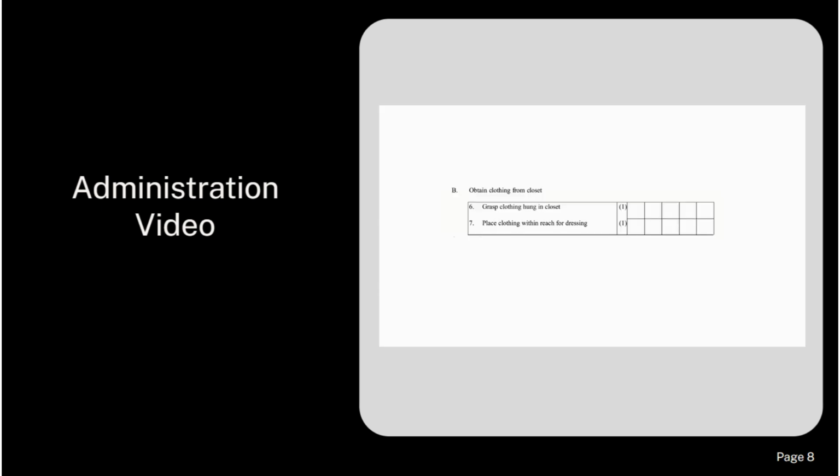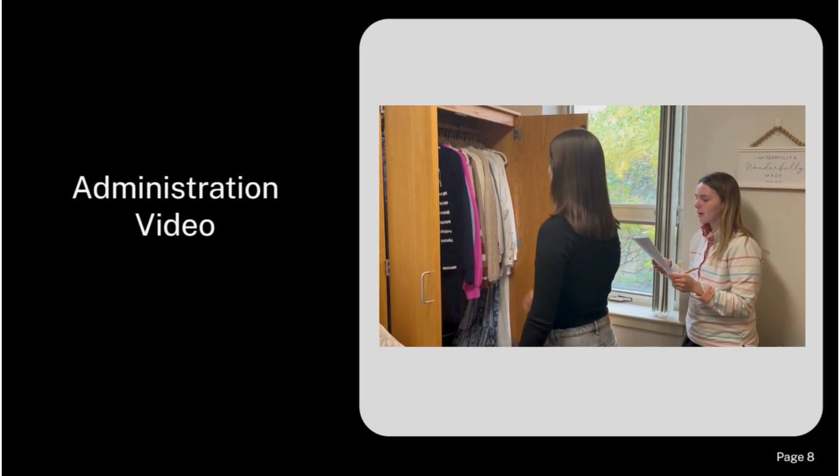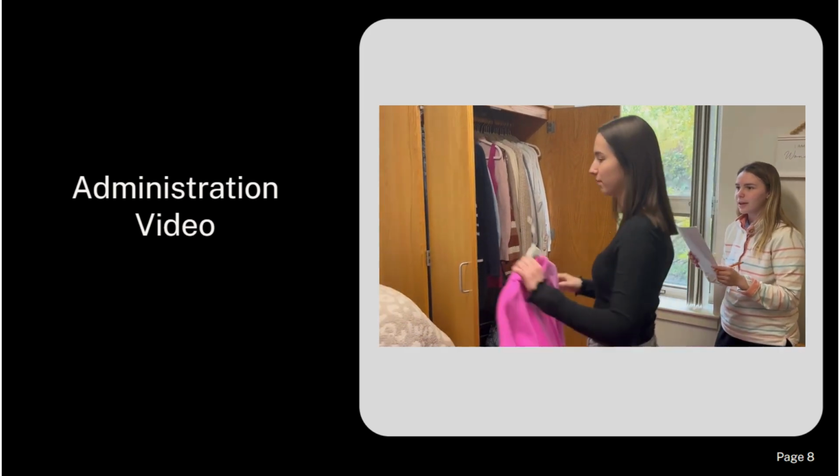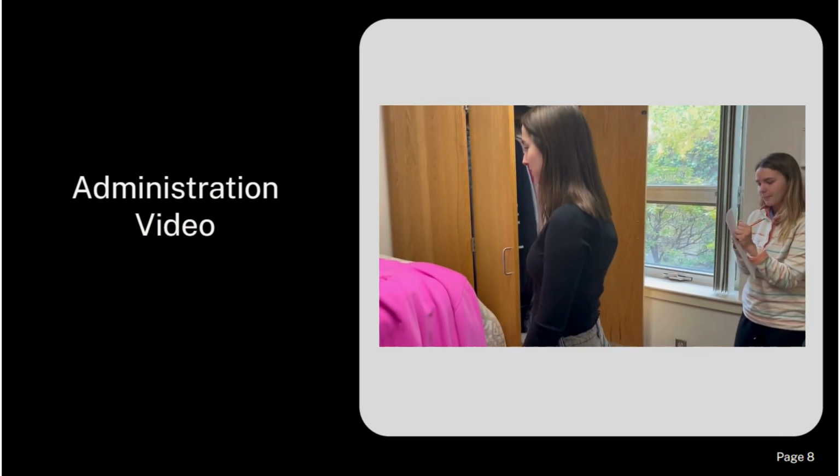Perfect. The next subcategory is obtaining clothing from the closet. This is under the category of dressing, and there are 2 behaviors: grabs clothing hung in closet and places clothing within reach for dressing. Now you can grab clothing hung in the closet and then place clothing within reach for dressing. Okay.